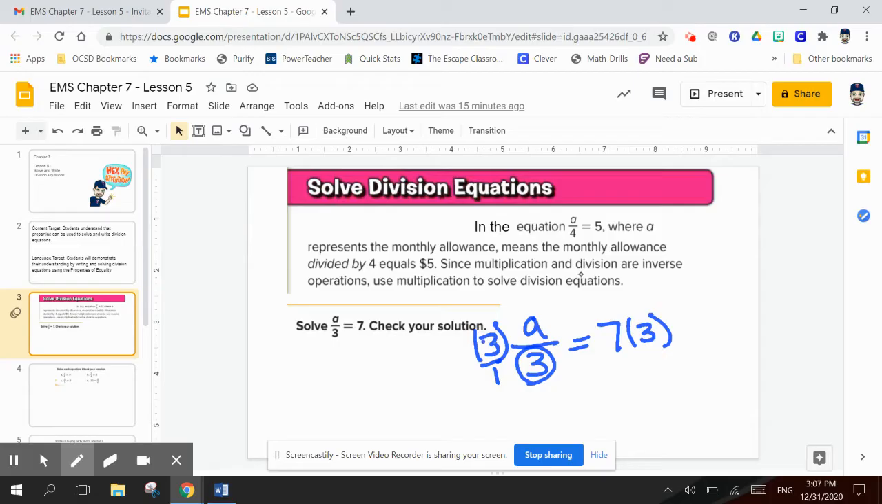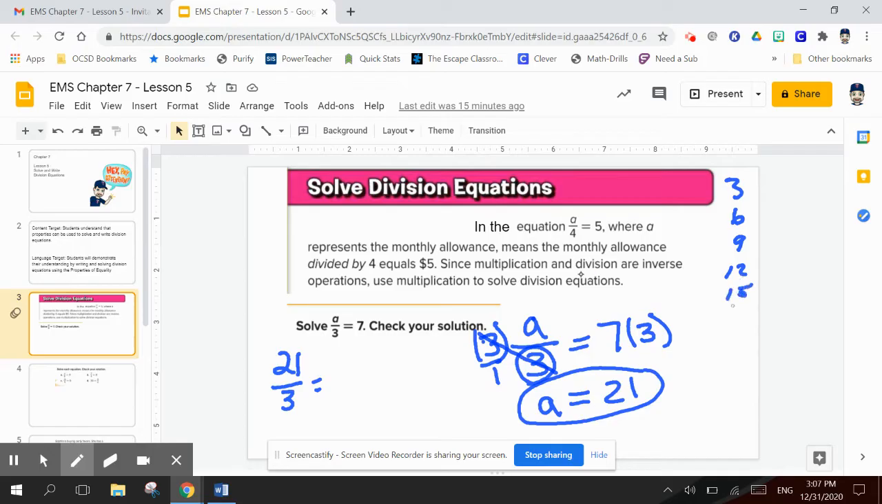So when I multiply 3 and 3, they cancel each other out because we simplify before we multiply, and I'm left with a. And 7 times 3 is 21. So our value of a is 21, so our solution is 21. And if I take 21 divided by 3, and I write down 3, 6, 9, 12, 15, 18, 21, I notice that that's 1, 2, 3, 4, 5, 6, 7, which is true.